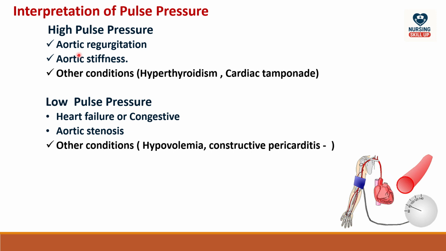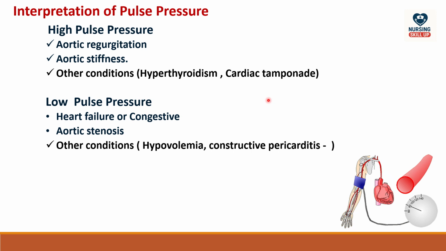First is aortic regurgitation. Here, the aortic valve does not close properly, causing blood to leak back into the heart. Aortic stiffness means the aorta becomes stiff. Then other conditions like hyperthyroidism and cardiac tamponade.